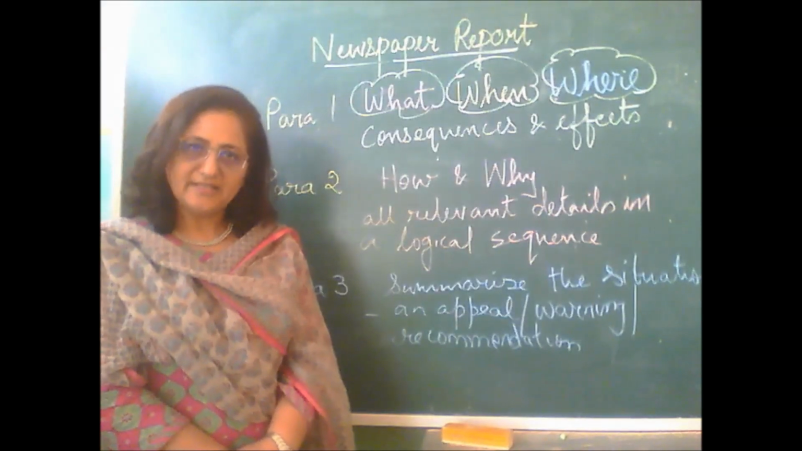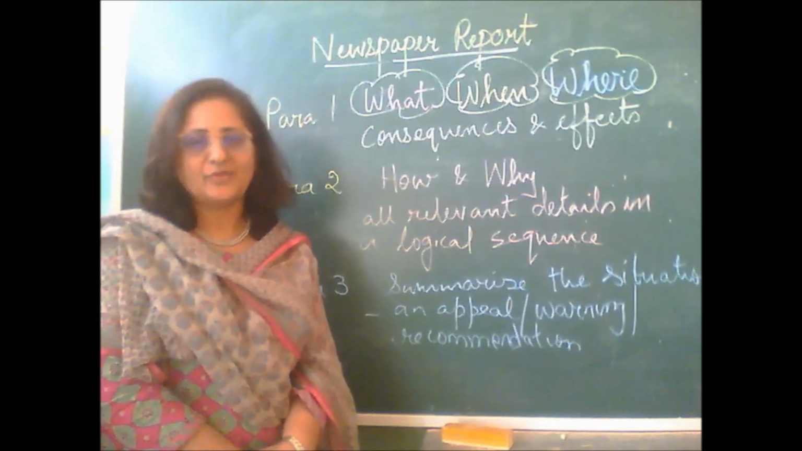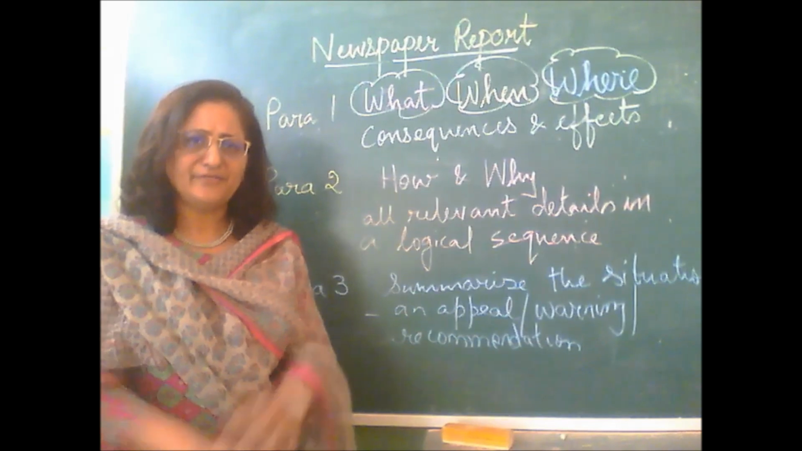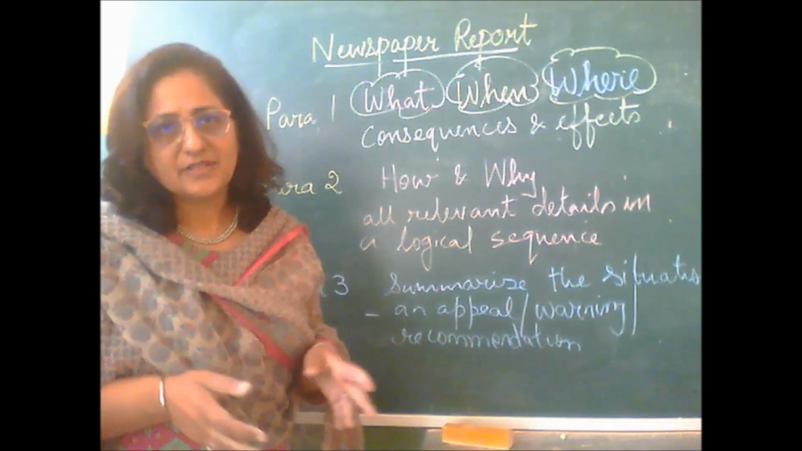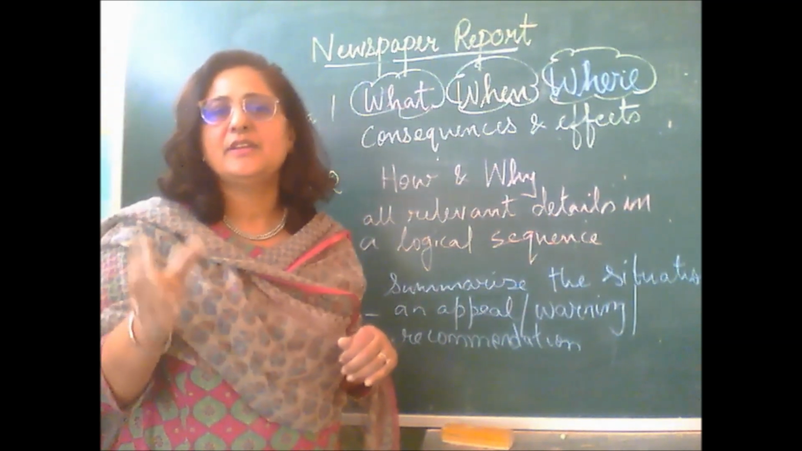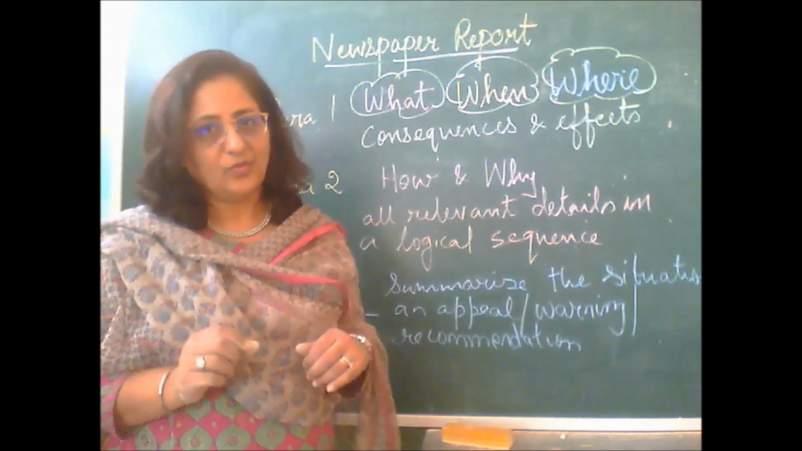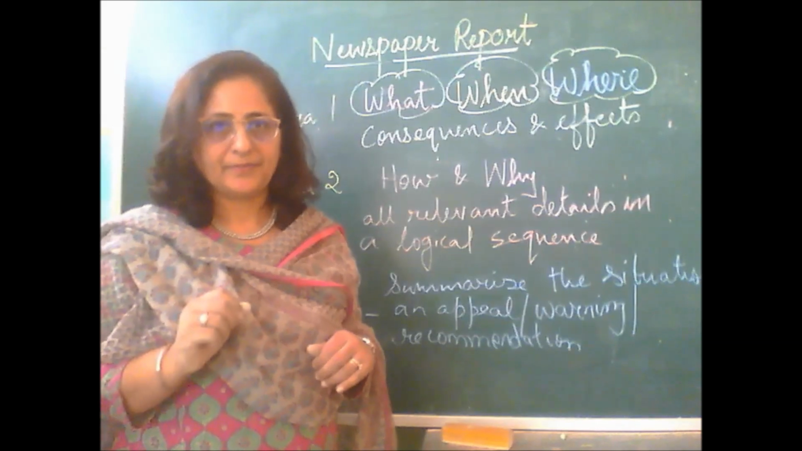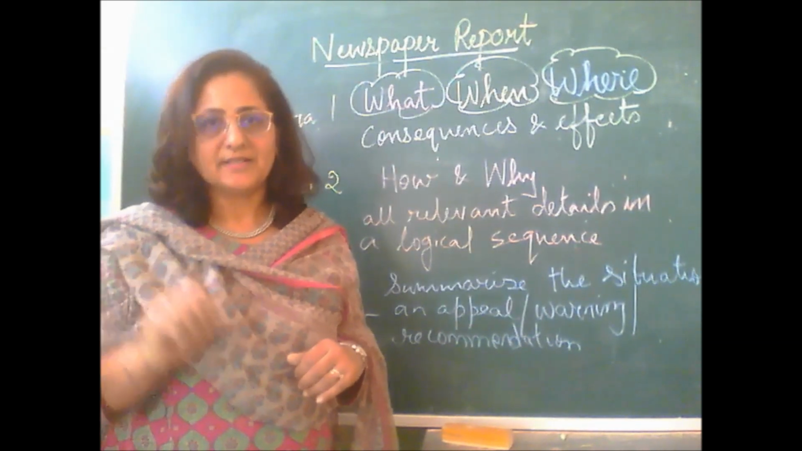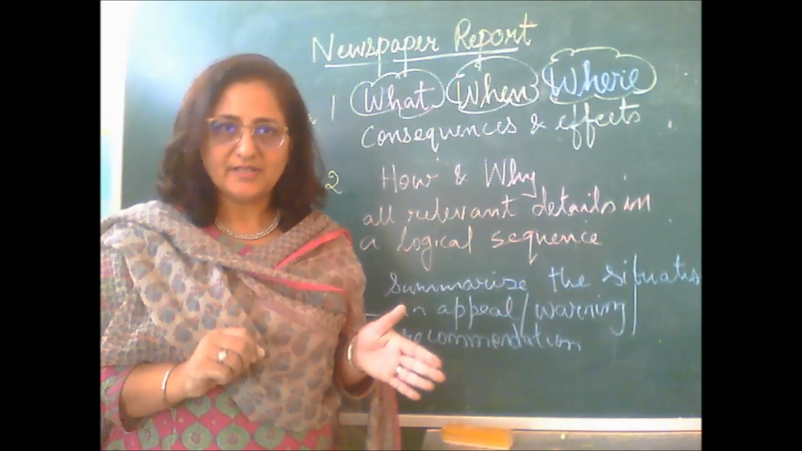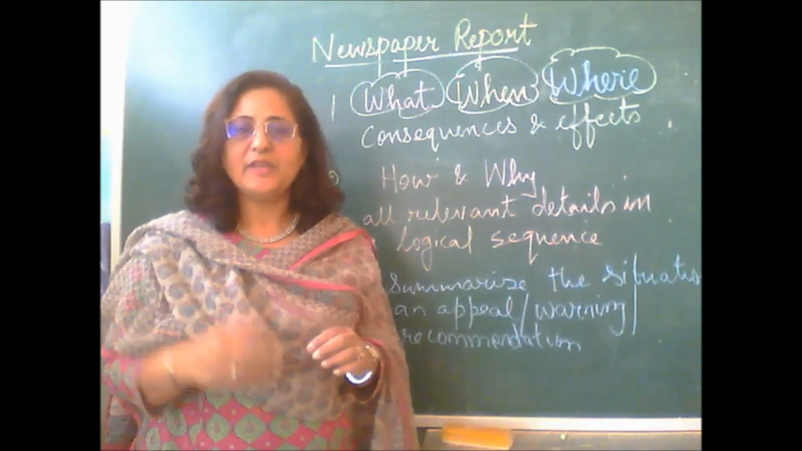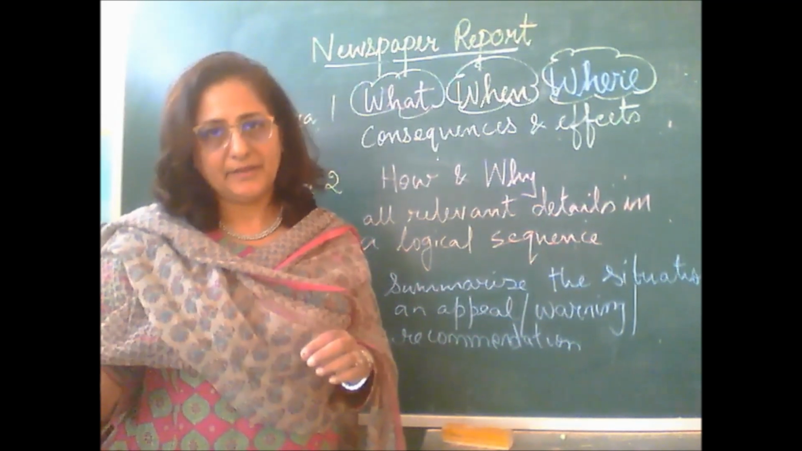You are going to understand how to organize the content of a report. When writing the information, we have to divide the information in a logical sequence. We begin with the introductory paragraph, in which we will answer the three vital W's: what, when, where. What has happened? When did it happen? Where did it happen? Its consequences and effects. In paragraph 2, we answer the how and why.